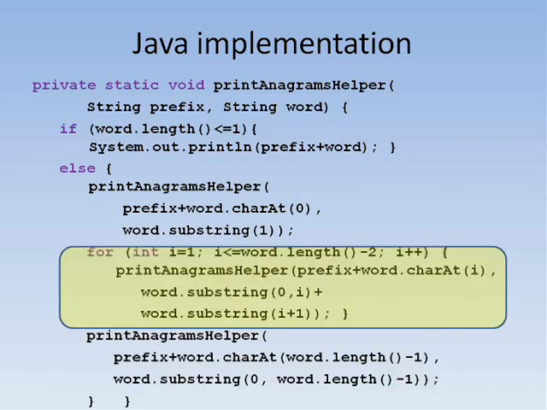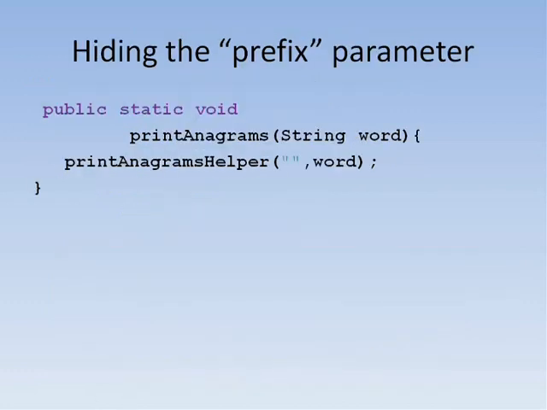In the middle, we loop i through the middle letters, from 1 to word length - 2. In each case, we add that letter to the prefix and remove it from the word. We remove it from the word by concatenating the substring of all letters before the ith letter with the substring of all letters from i+1 to the end of the string. Now we're done. We have a fairly compact method that prints out all of the anagrams of a word.